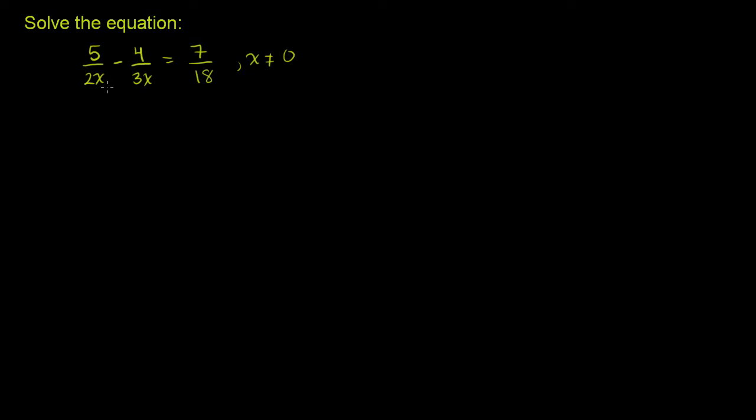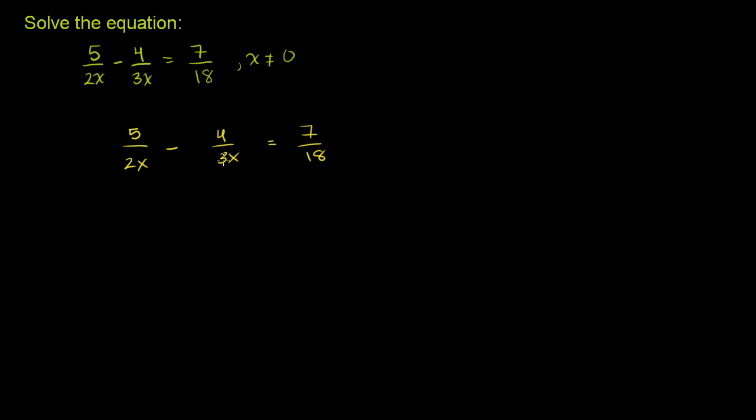A good place to start: I don't like having x's in my denominators. And in fact, in general, I don't like having fractions in my equation. So let's see if we can multiply both sides of this equation by some things that will get rid of the fractions. Let me just rewrite it so we have some space. 5 over 2x minus 4 over 3x is equal to 7 over 18.